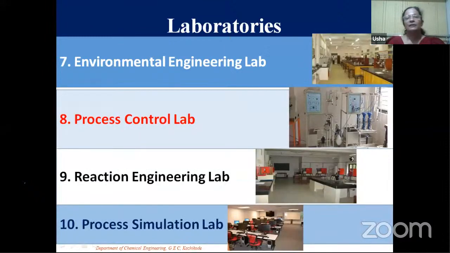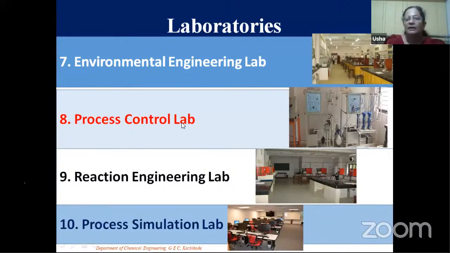The other lab is the environmental engineering lab. In this lab, the main experiments are water analysis, that is wastewater analysis. The parameters are BOD and COD, and oil content we can also find out from this environmental engineering lab. Also the hardness of water, temporary hardness and permanent hardness, those parameters we can analyze in this environmental engineering lab.